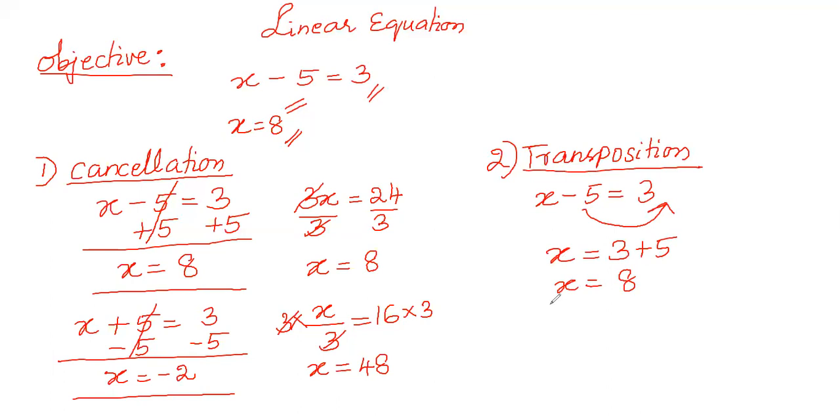Right? So in cancellation, you are going to cancel the variables or numbers. Here you have to move the variables or numbers. Right? So this is how you solve the equations by using cancellation or transposition. You can use any of the methods. Let's see one other example.